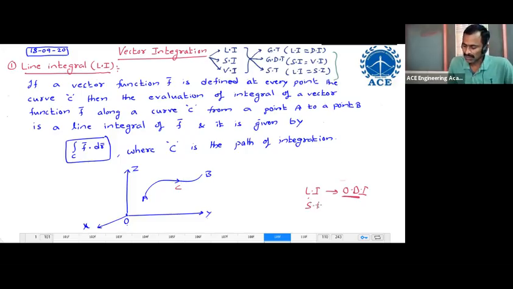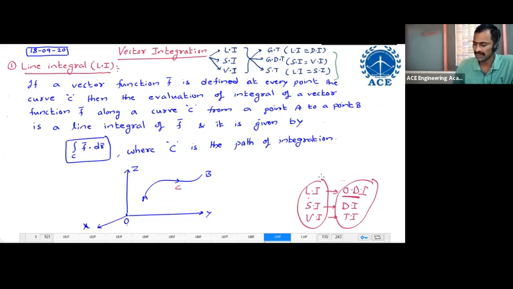Similarly, the surface integral will be evaluated with the help of the double integral. Volume integral will be evaluated with the help of the triple integral. These are the coordinate integrals. These are the space integrals. That is the only difference. If the curve is along the coordinate axis, line integral and single integral are both the same. If the surface of the object is on the coordinate planes, then surface integral and double integral are both the same, like that only.